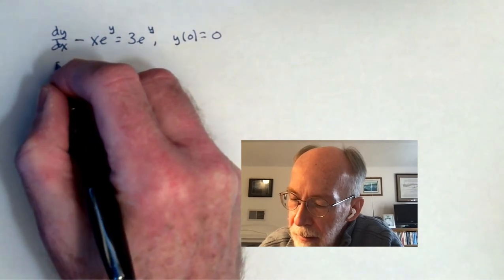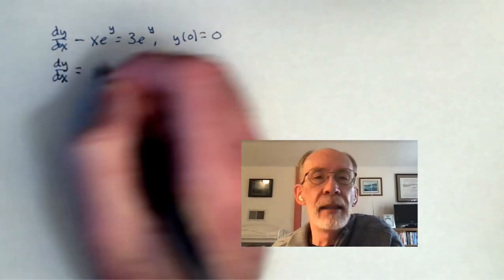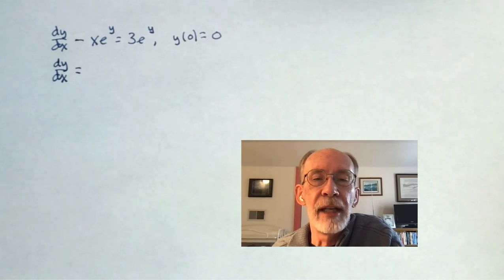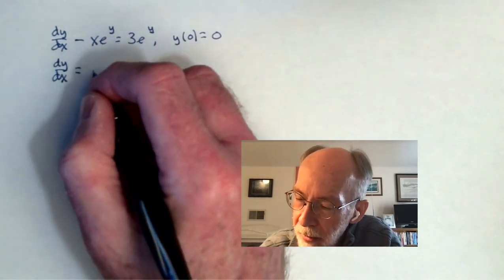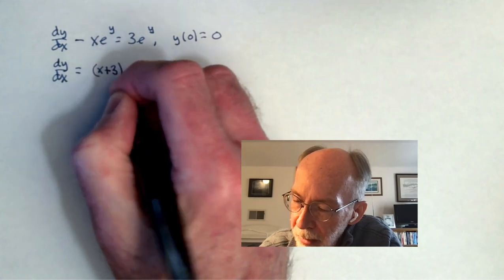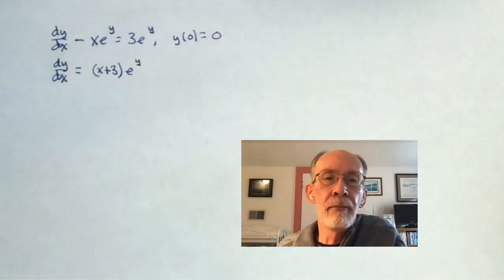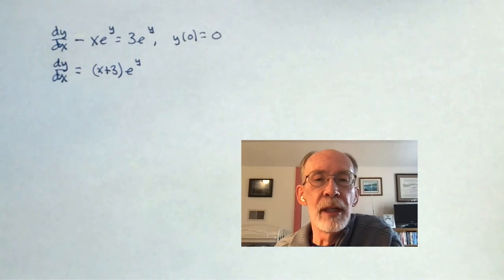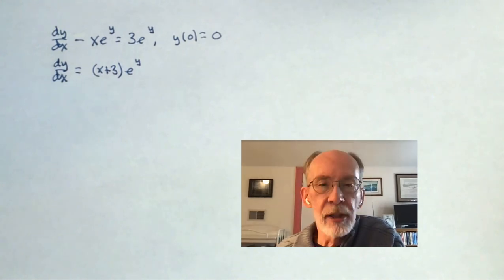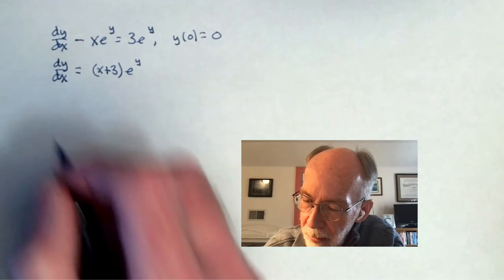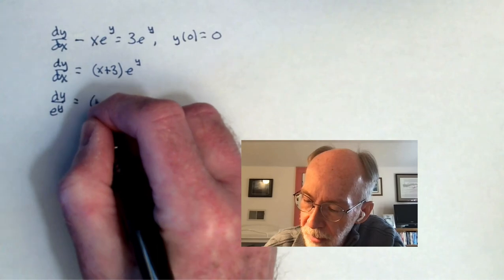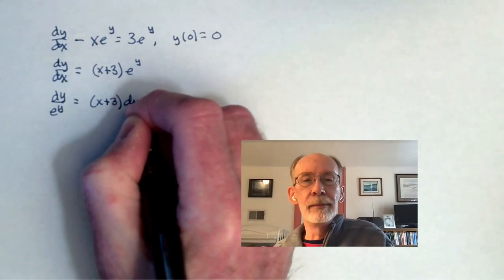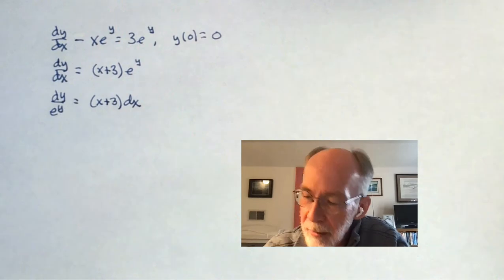So I'm going to add xe to the y to both sides, and just to save a little room on the screen, I'm also going to factor out the resulting x plus 3. So this is going to be x plus 3 quantity times e to the y. And now we are in a position to separate. We can divide both sides by e to the y. We can multiply both sides by dx, and so we have dy over e to the y equal to x plus 3 dx. Now, time to integrate.